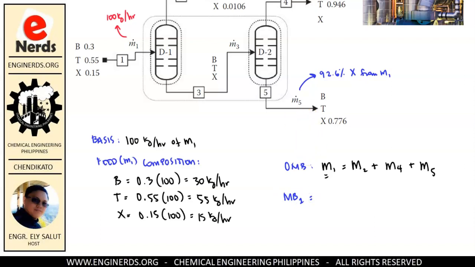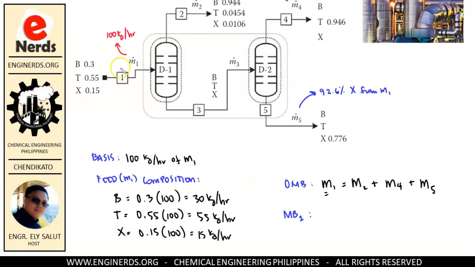Then, let us have our material balance in our unit 1. Okay, so let me change this as that para hindi nakakalito. So, material balance in our unit 1, we have M1 coming in, and M2 and M3 are leaving. So, M1 is equal to M2 plus M3. Again, M1 lang ang meron tayong value. M2 and M3 are unknown.